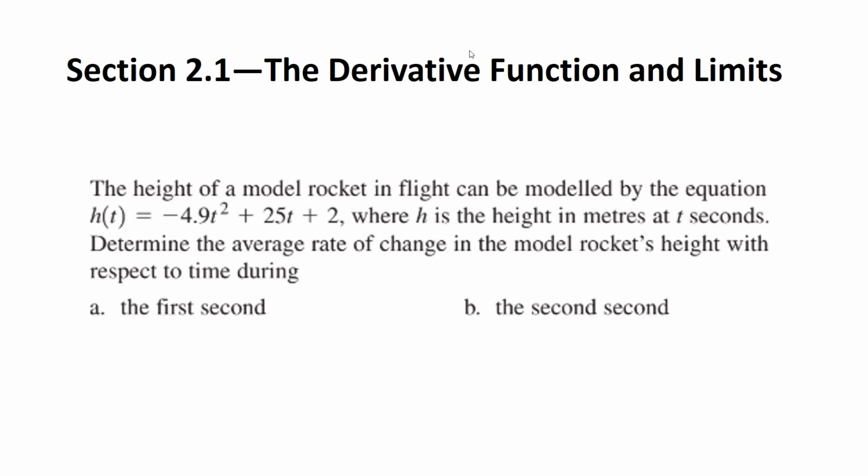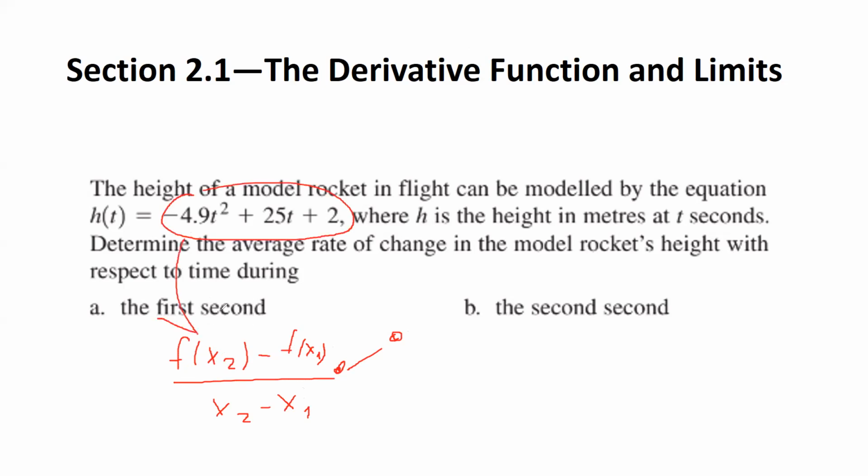This is about the average rate of change between two points. It's not a limit function, but a function of f(x2) minus f(x1) divided by x2 minus x1. You just stick the values into this formula, and you need to define what x1 and x2 are going to be for you. In this case, we are dealing with time, so x1 and x2 are going to be seconds.